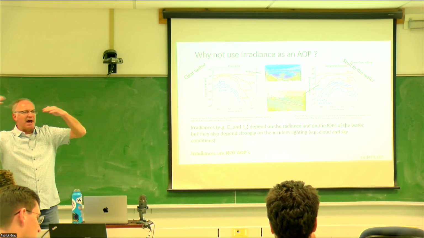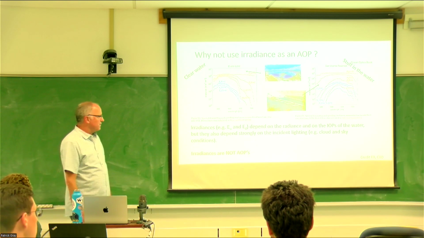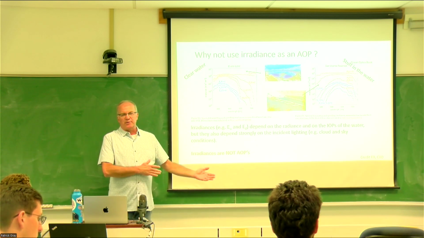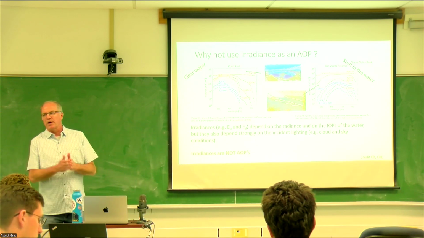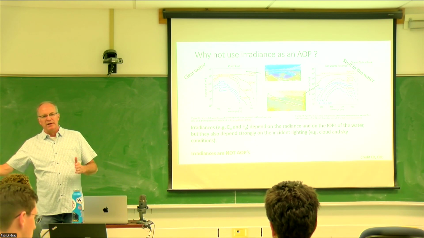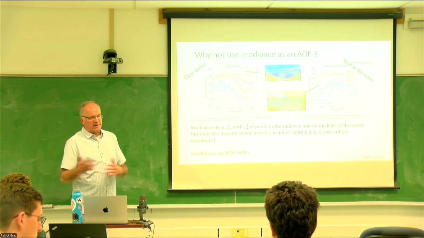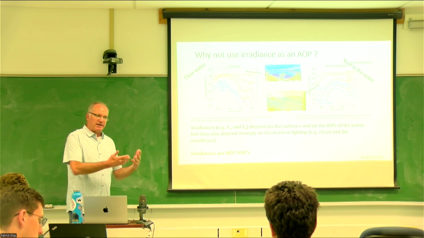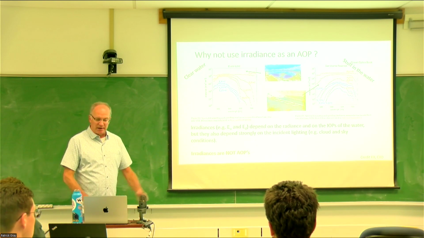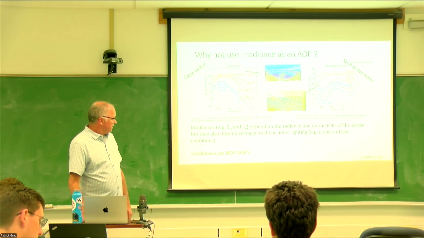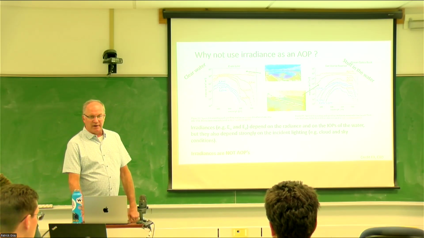Is the atmosphere diffuse? Is it cloudy? So that's what makes them very difficult to use as a direct correlation to the IOPs. We have to derive some other properties, the AOPs, in order to have a more exacting relationship to the IOPs. So irradiances are definitely not an AOP.